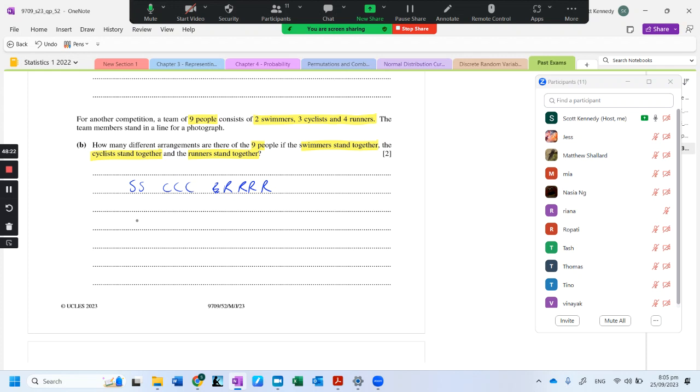So obviously there's 2 factorial ways you can arrange the swimmers. There's 3 factorial ways you can arrange the cyclists. There's 4 factorial ways you can arrange the runners. And there's one more thing we need to think about here. What is the one more thing we need to think about?